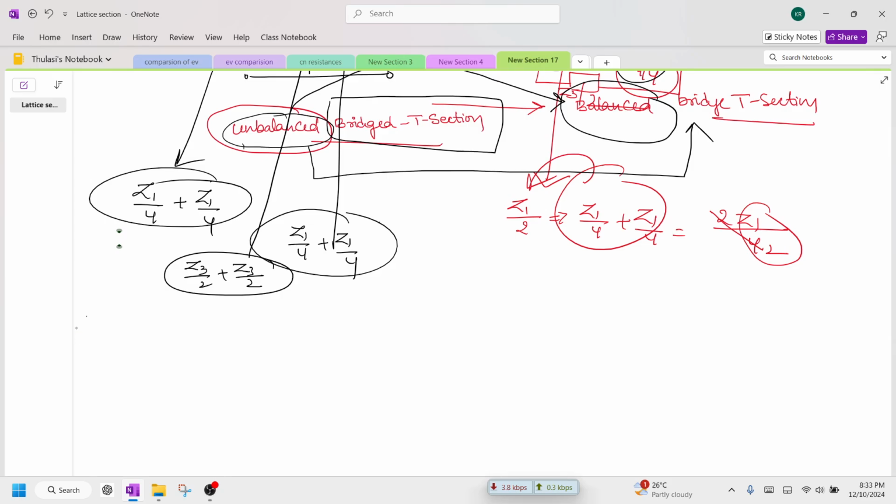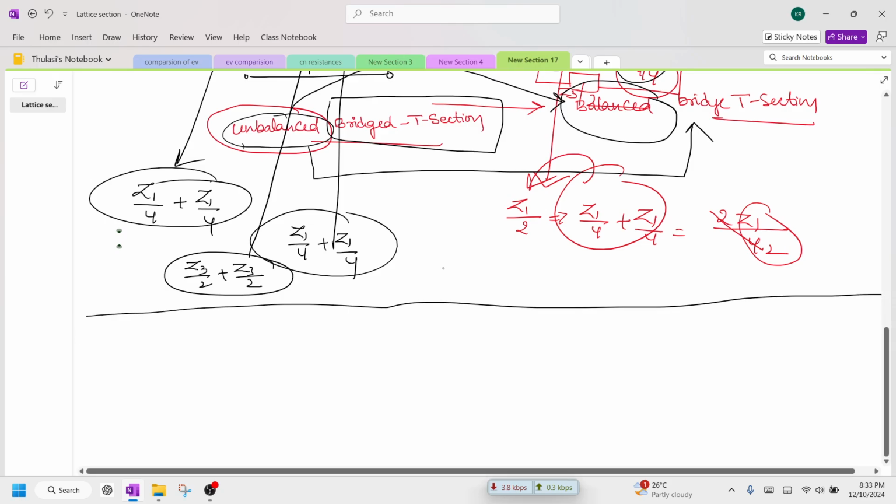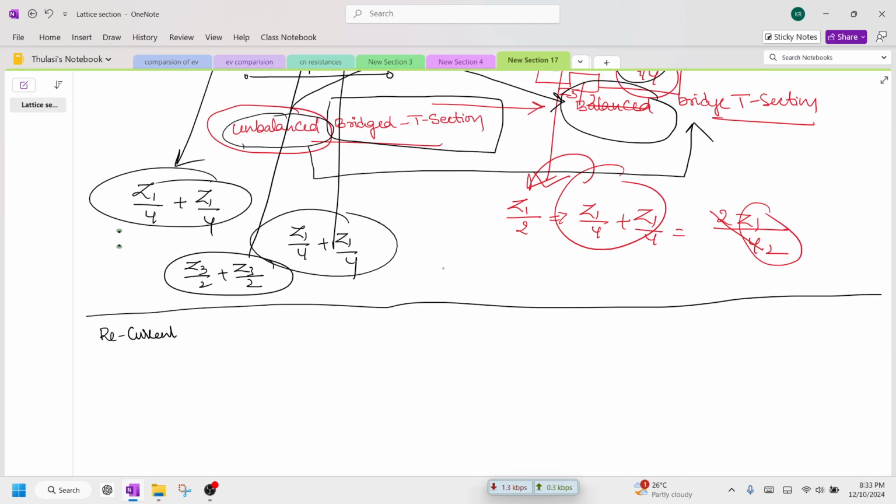Now let's try to discuss the recurrent networks. Recurrent means they repeat each other. So these are called recurrent networks, or sometimes we call them series networks, or cascade networks, or a ladder network. So when you see these networks, let us try to take a symmetrical unbalanced ladder section.